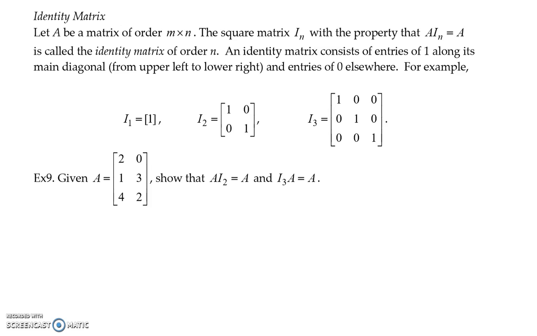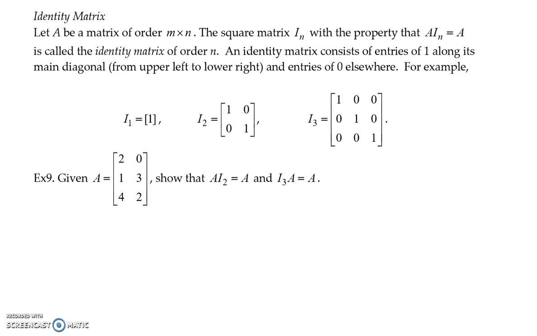Let A be a matrix of order m by n. The square matrix In with the property that A times In equals A. By the way, sometimes we just write I and not with the subscript. The matrix In with the property that A times I equals A is called the identity matrix of order n. An identity matrix consists of entries of 1 along its main diagonal, that is from upper left to lower right, and entries of 0 elsewhere.